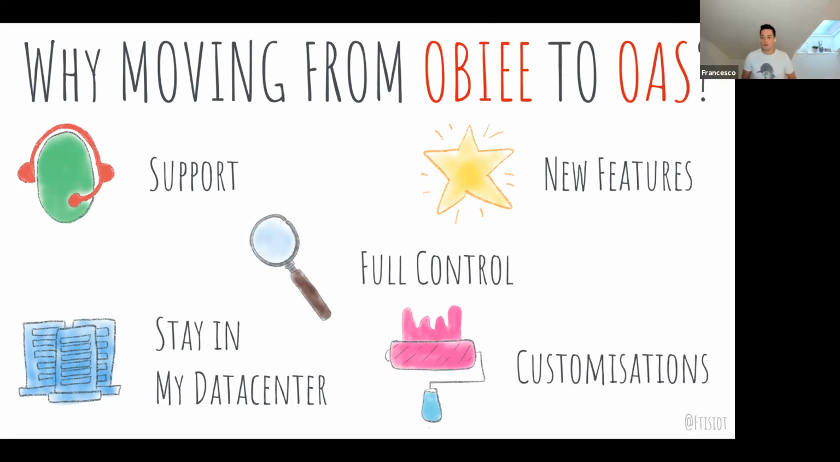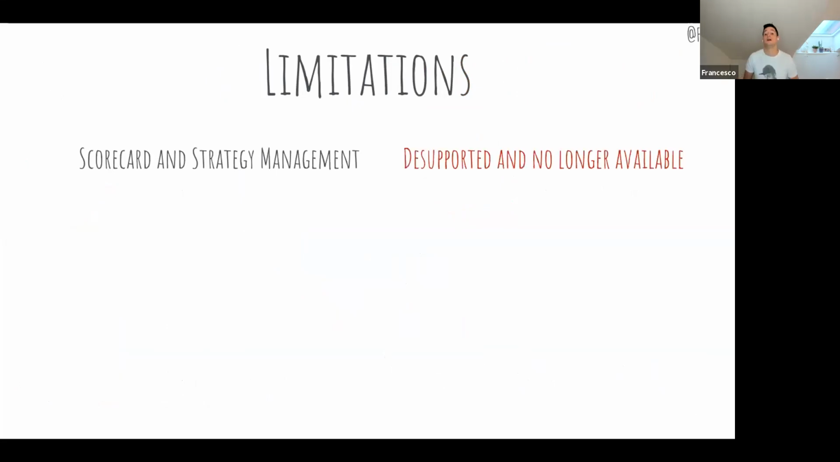So we understood it. We understood why moving to OAS. We understood that OAS has a lot of new stuff for us, but on the other side, it also has some limitations. Some limitations. So for example, if you were using scorecard and strategy management, well, I have really bad news for you. That tool is desupported and no longer available.